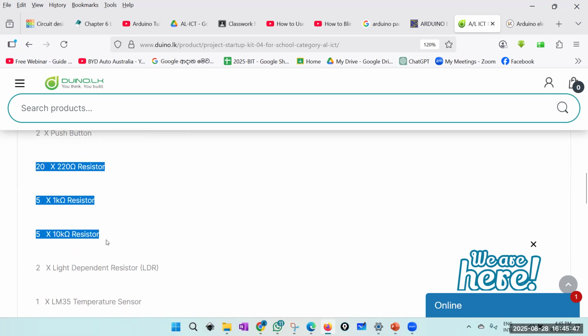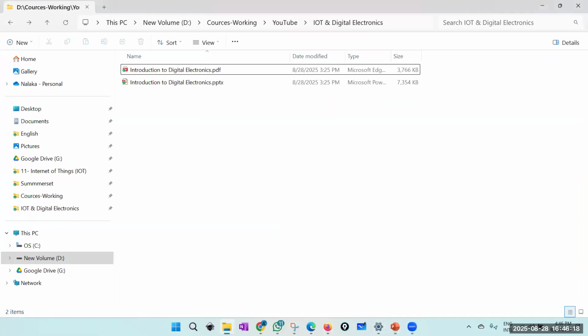Because we need resistors with different ohm values. So this one has only 1 kilo ohm, 10 kilo ohm, 220 ohm. Most of the time, we connect 220 ohm resistors with LED bulbs. Okay, so this is the resistor we use mostly, 220 ohm resistor. These are kilo ohm level, 1 kilo ohm, 10 kilo ohm. Don't worry, I will explain all these things if you have forgotten what you did in your earlier studies. Okay.